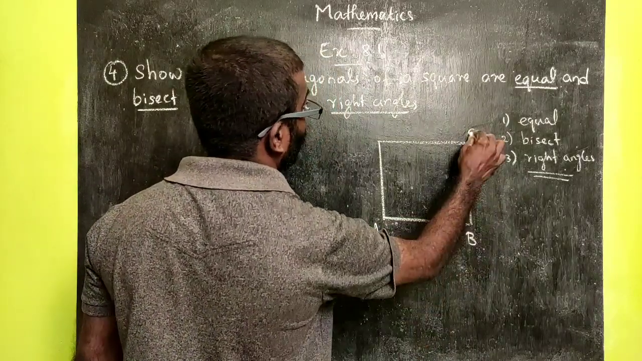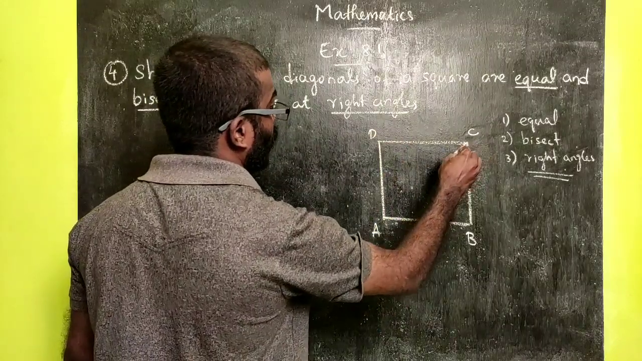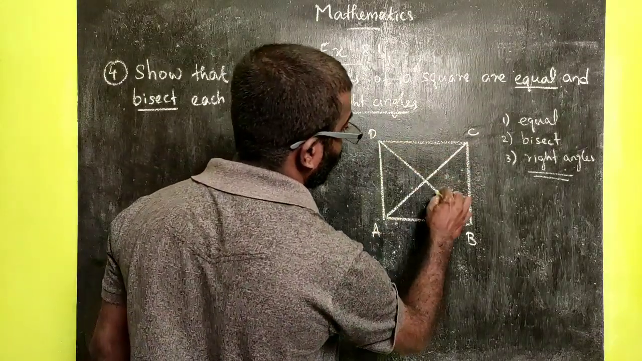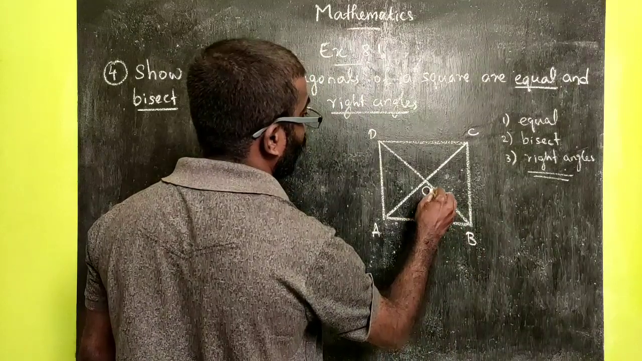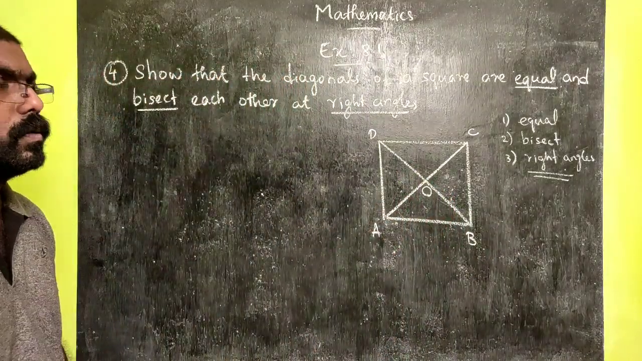ABCD. We can draw the diagonals AC and BD, which intersect each other at the point O.